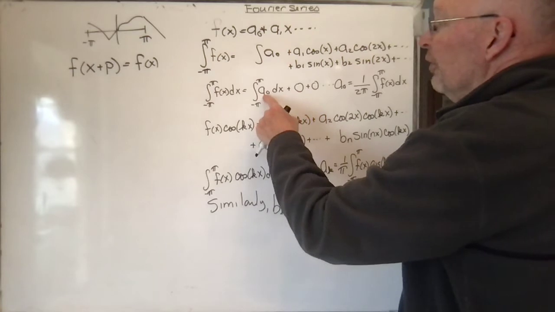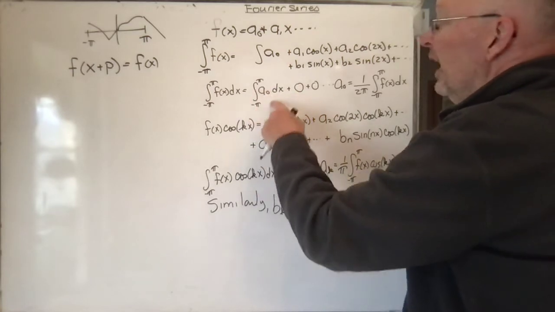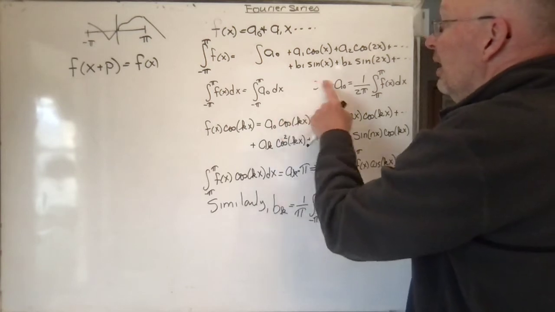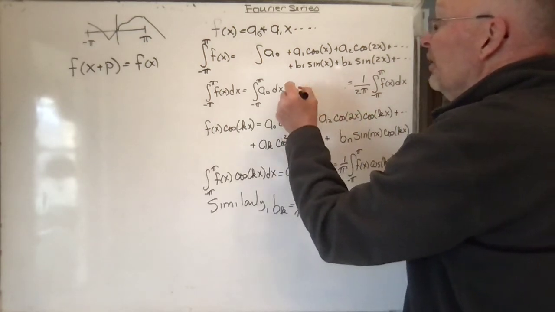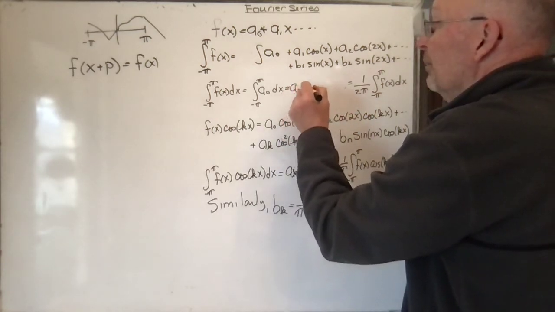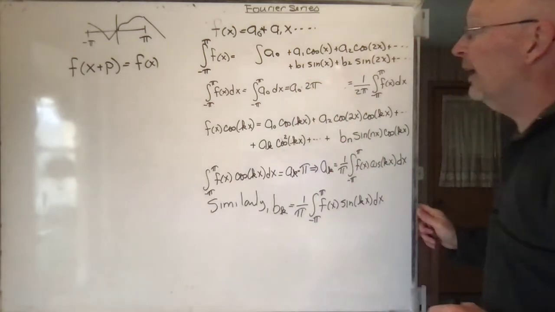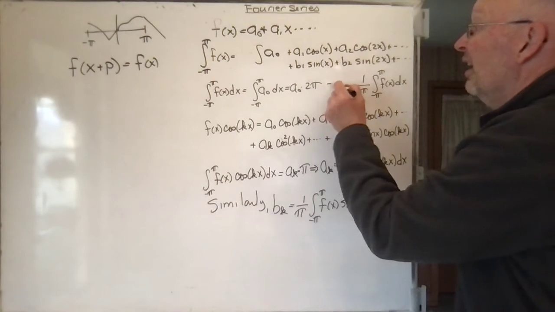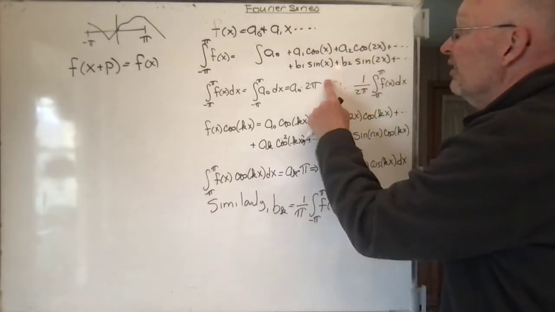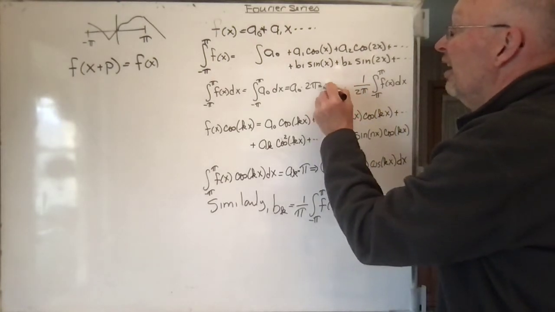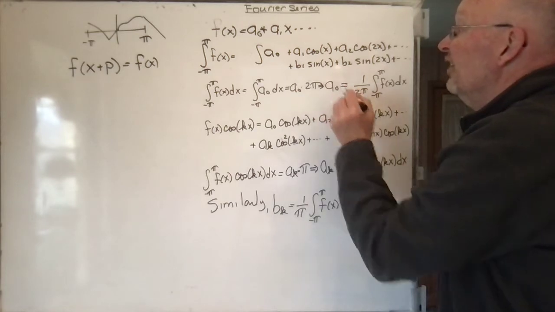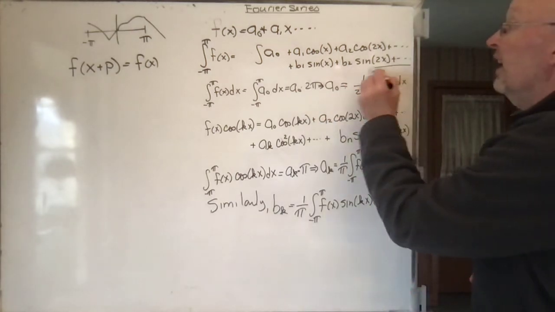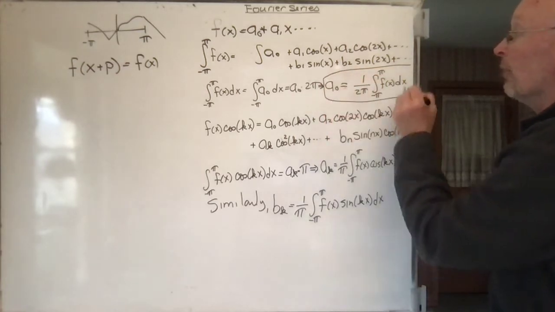And so this is going to be a naught times 2 pi, right? It's going to be equal to a naught times 2 pi. And so you divide both sides by 2 pi, and you get that a naught is equal to 1 over 2 pi times that right there. So there's your a naught right there.